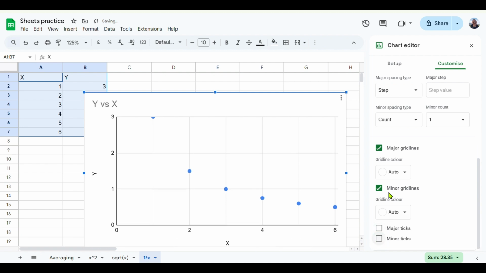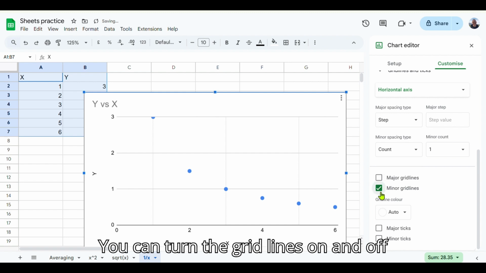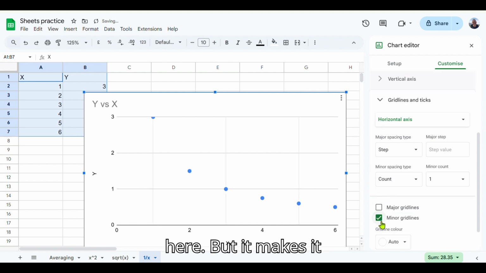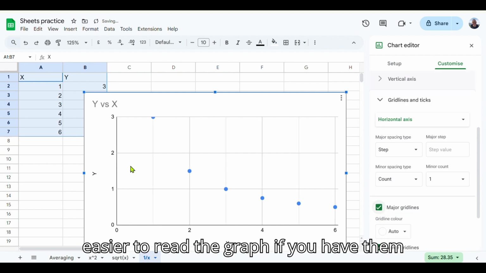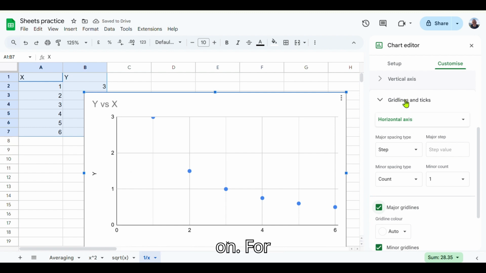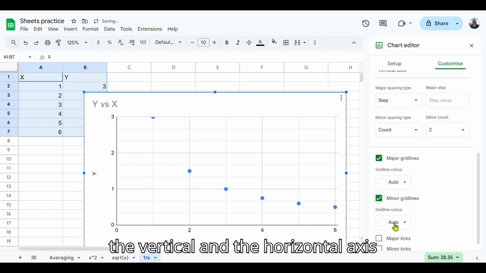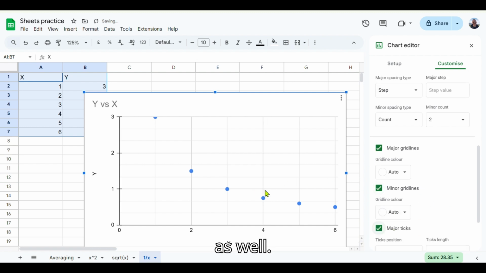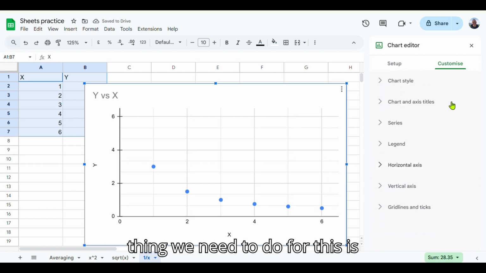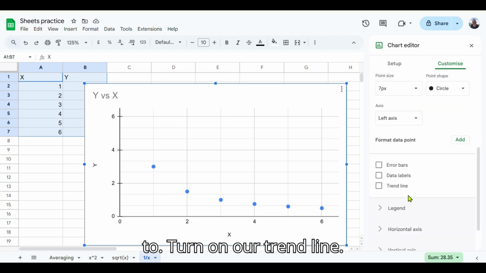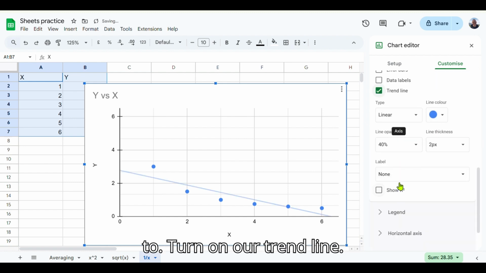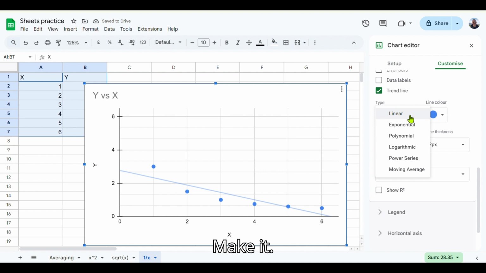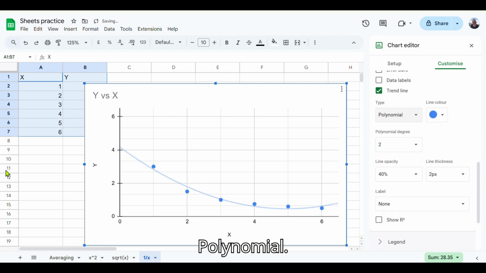Okay. You can turn the grid lines on and off here, but it makes it easier to read the graph if you have them on, for the vertical and the horizontal axis as well. Final thing we need to do for this is to turn on our trend line, make it polynomial.